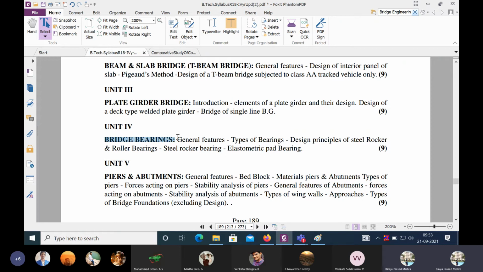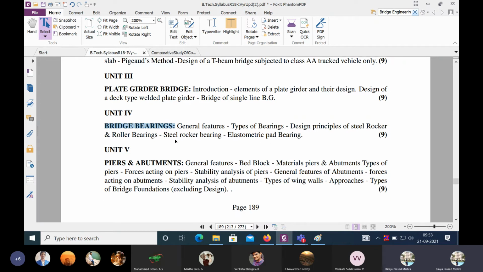The bridge bearings are the structures which generally connect the superstructure with the substructure. What is their function? Their function is only to transmit the load from the superstructure to the substructure, that is, to the foundation. In the fifth unit you will be introduced to the piers and abutments.